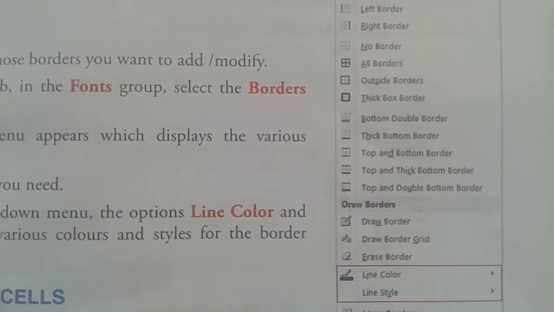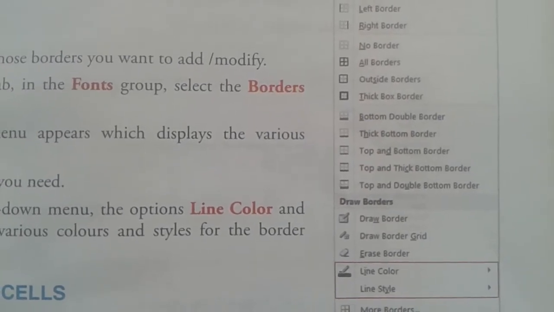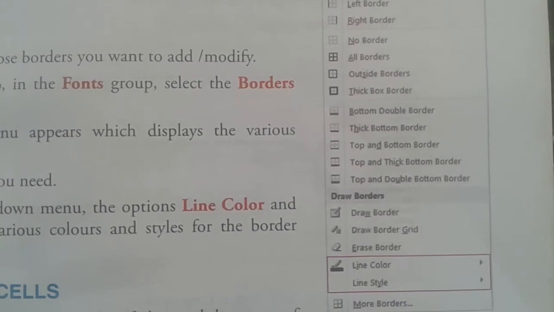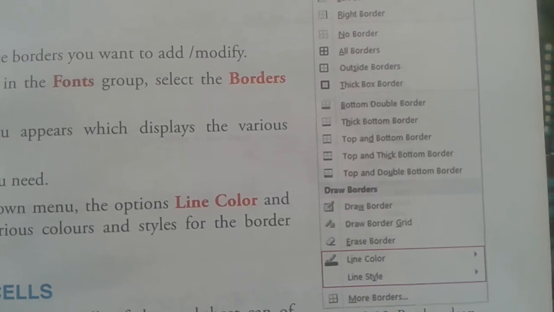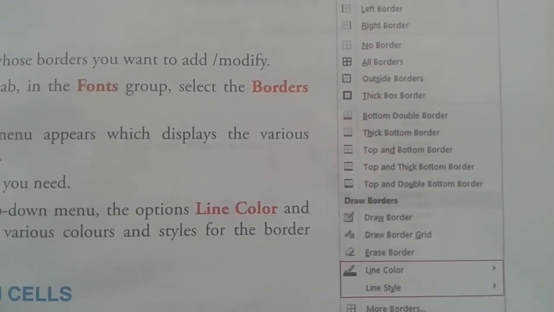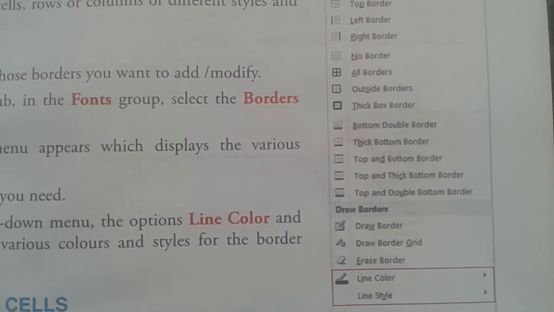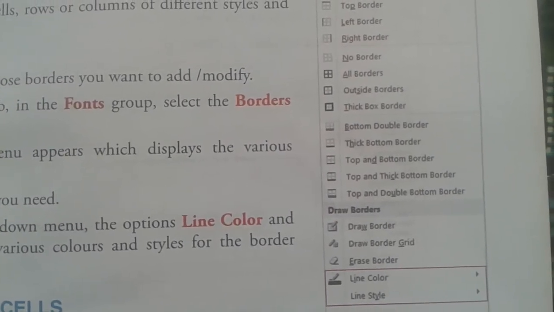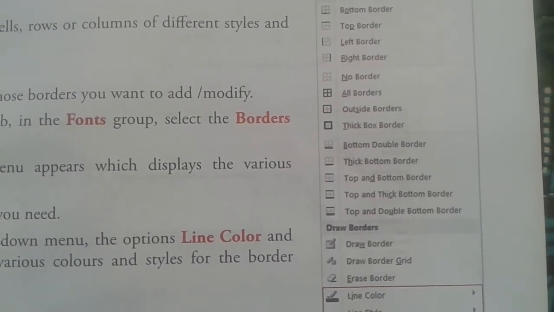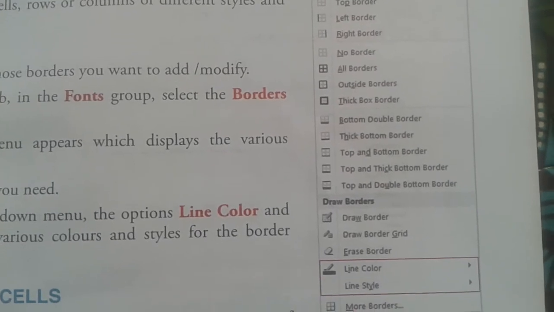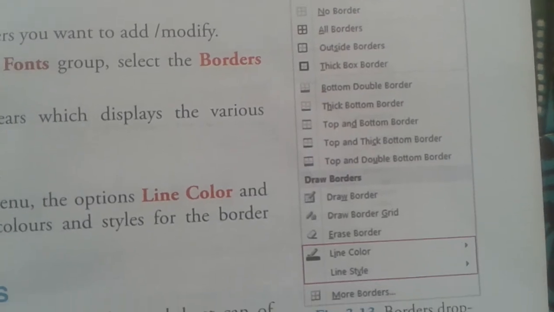Then on the Home tab, in the Font group, select the borders icon. A drop down menu appears which displays the various options available. There are various options, you have seen these are the options. Okay, select the option you need. In the same drop down menu, the options line color and line style offer various colors and styles for the border respectively. Right, so these are the options.